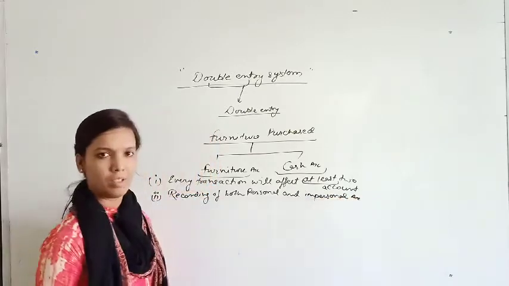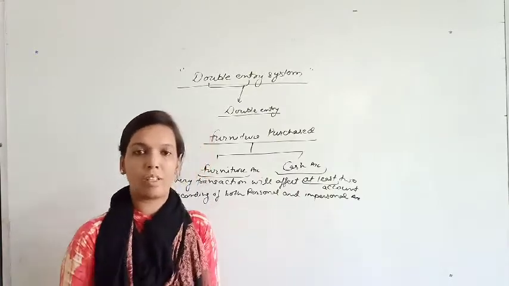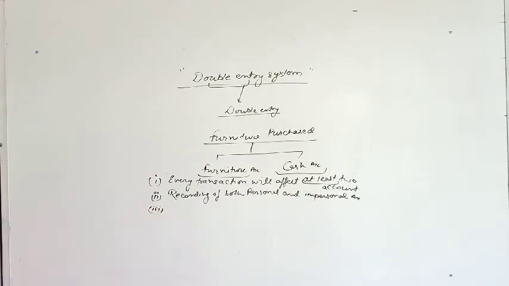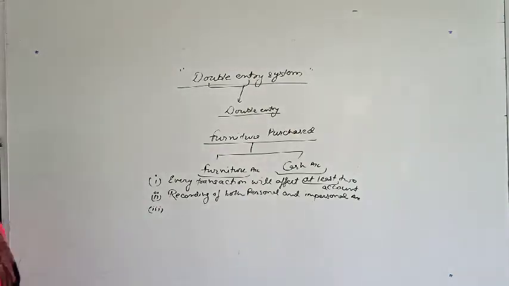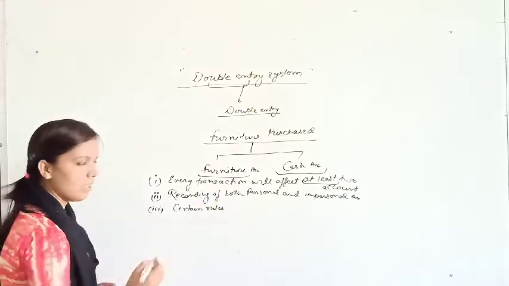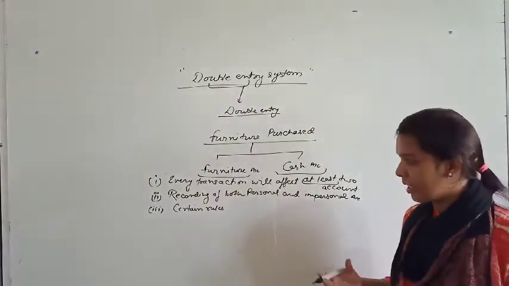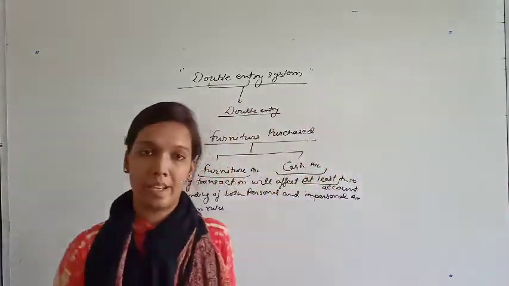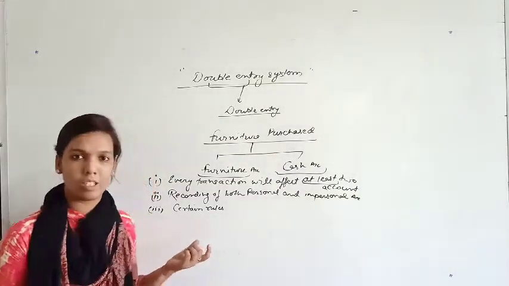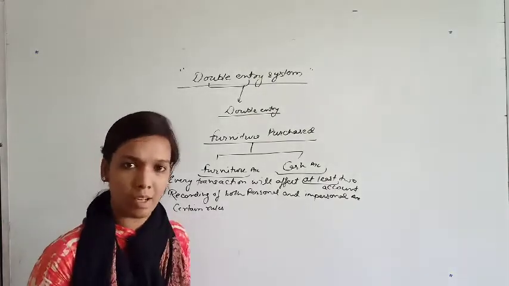Personal and impersonal means, I will explain this just after this point, what are the meanings of personal account and what are the meanings of impersonal account. Okay. The third characteristic will be that recording is made according to some certain rules. As we studied in the starting of accounting, accounting is a set of rules, or accounting is done on the basis of some certain rules and principles. That's why it is called a science also. So that's why this is the third characteristic of a double entry system, that in this system recording is made according to some certain rules.